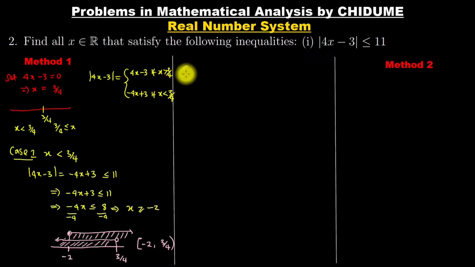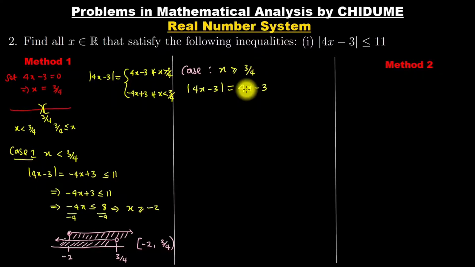The case where 3 over 4 is less than or equal to x, or we can write it as when x is greater than or equal to 3 over 4. So when x has passed this stage, what happens to the absolute value of 4x minus 3? The absolute value of 4x minus 3, in the case where x is greater than or equal to 3 over 4, is going to give us what?